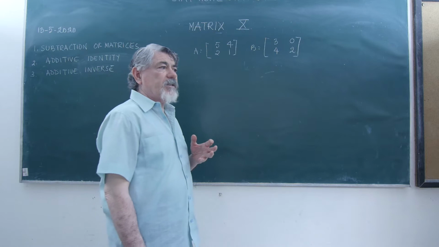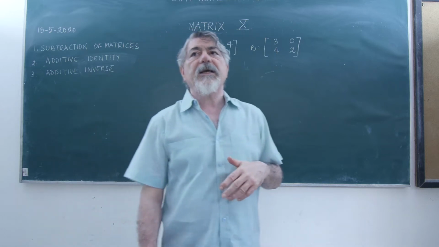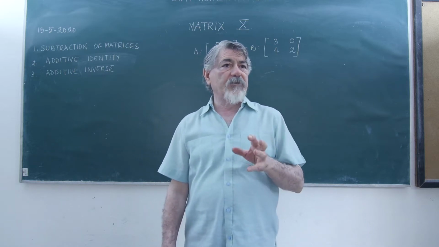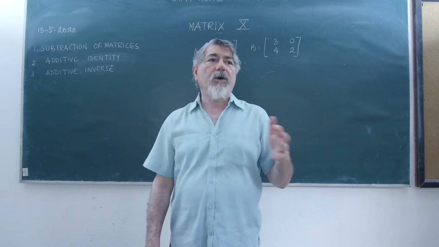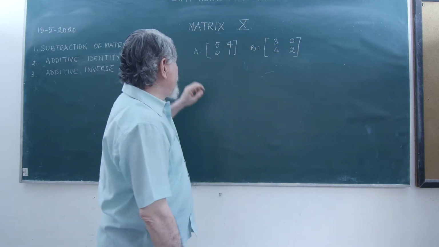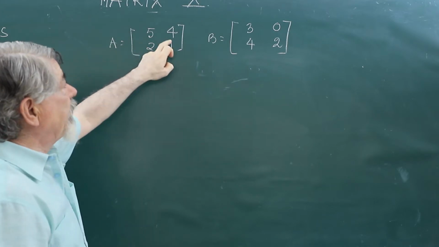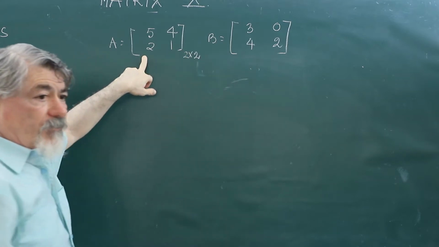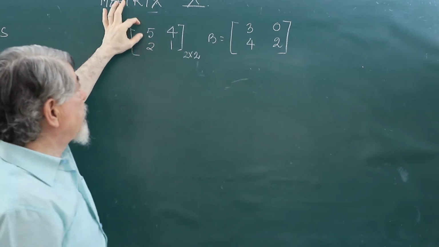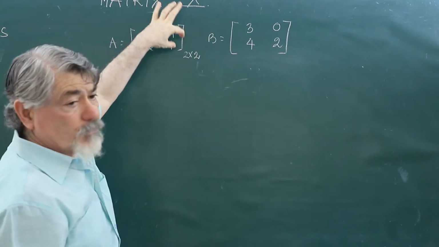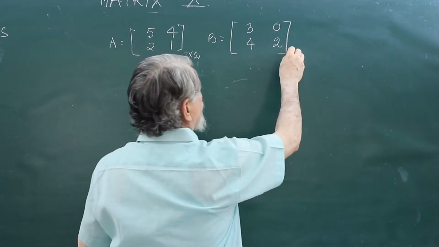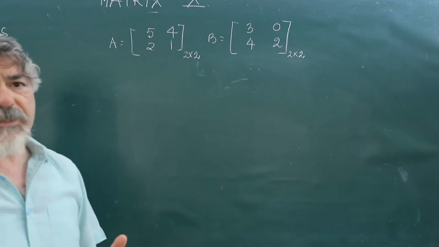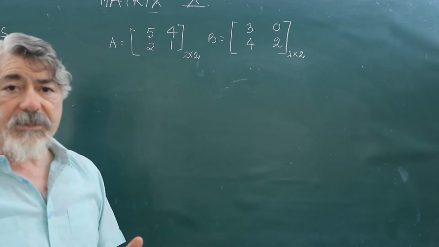Subtraction of matrices is exactly the same as addition of matrices, and it is only possible if the two matrices are of the same order. If they are of the same order, then we can add them or we can subtract them. For example, I have written two matrices. One is A, 5 4 2 1. This is of the order 2 into 2. We told you the order is number of rows into number of columns. It has 2 rows and 2 columns. Similarly for B, I have 2 rows and 2 columns. So both matrices are of the same order. That is why subtraction is possible.